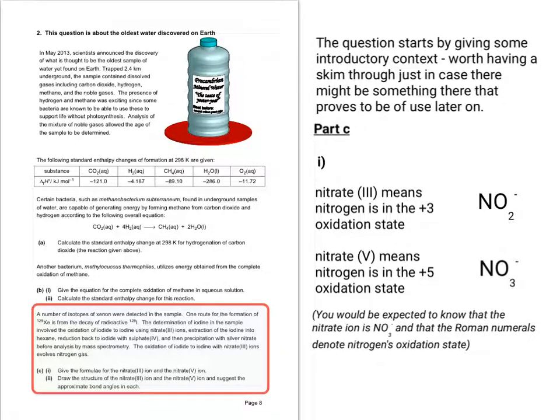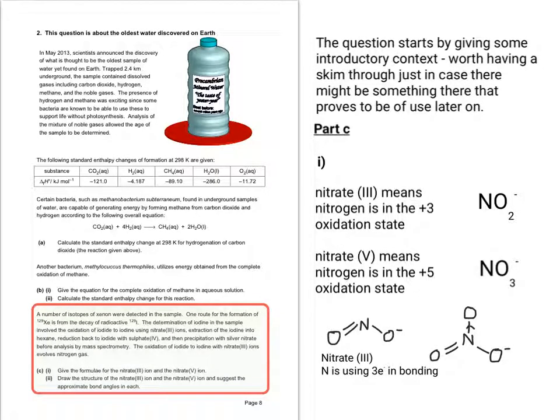So in terms of knowing that it happens to be negatively charged by 1, you'd be expected to know that the nitrate ion is NO3 minus from your work at GCSE and in the first part of the AS or first year A-level course. You'd also be expected to know that the Roman numerals denote nitrogen's oxidation state, so it shouldn't be too difficult to get these two formulae. So we can draw the structures out like that. In nitrate 3, nitrogen is using 3 electrons in bonding. And in nitrate 5, nitrogen is using 5 electrons in bonding.